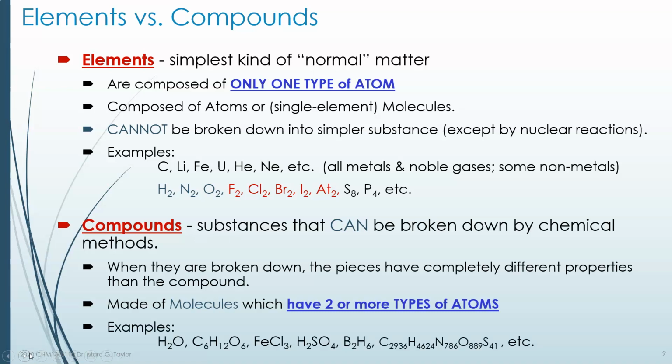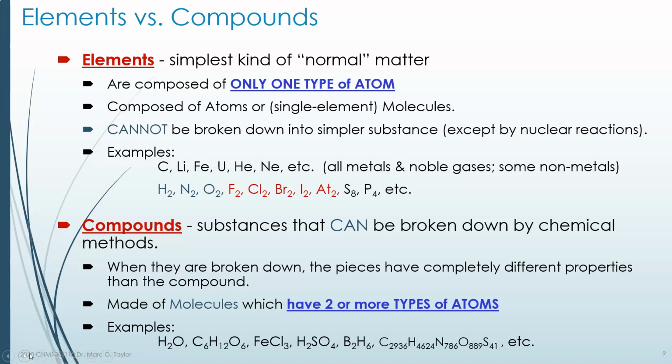So examples are water, H2O. C6H12O6 is actually the formula for many things, including a lot of different types of sugars, and the most famous one would be glucose, but it's also the formula for mannose and galactose and literally dozens of other sugars. The next one is iron 3 chloride. I know you don't know how to name these yet, but iron 3 chloride is an ionic compound. We'll call it a molecule for now, but it has 1 iron and 3 chlorines in it. The next one, H2SO4, is a very famous molecule in chemistry. This is sulfuric acid.